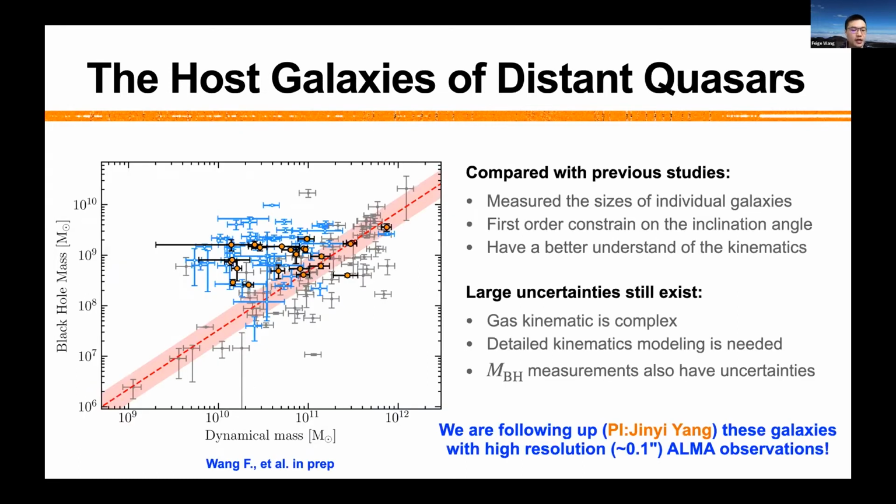Again, similar to the redshift 6 quasar host galaxy studies, we put it on this plot, the black hole mass versus the dynamical mass of the quasar host galaxies. Those orange points show these redshift 7 quasar host galaxies. Again, they are similar to the redshift 6 quasar host galaxies, which lie above the local relation, suggesting they have overmassive black holes. But again, in this plot, all the quantities still have large uncertainties, which need to be improved with future observations. Either very high resolution observations from ALMA, which allow detailed kinematic modeling, or with JWST observations to detect the stellar light and also improve the black hole mass measurement. So we are following up on these quasar samples with both ALMA and JWST.